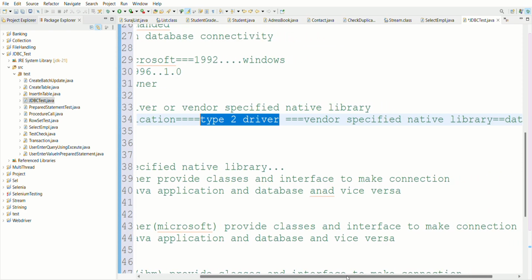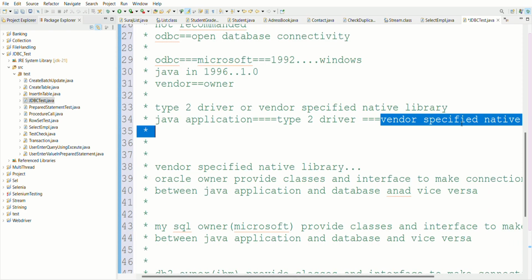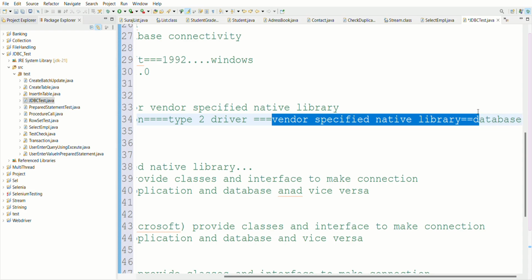Got it? Then here vendor specified native libraries are there. It means every database owner will provide different classes and interfaces.